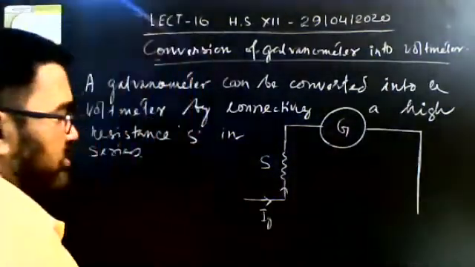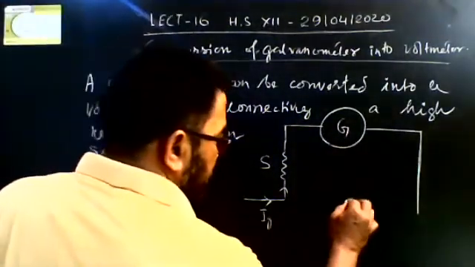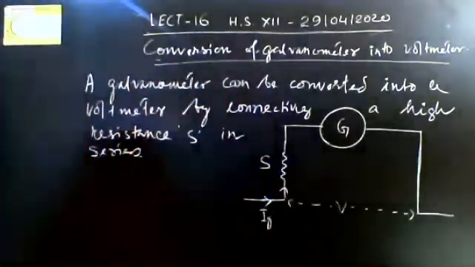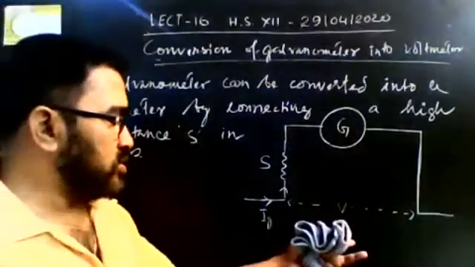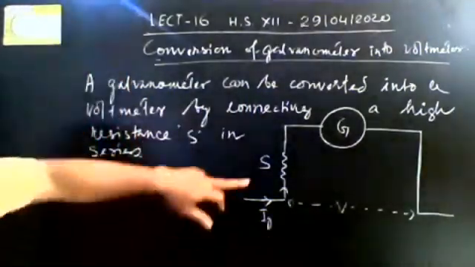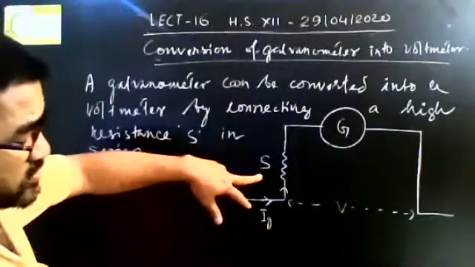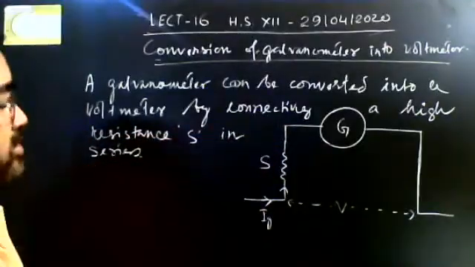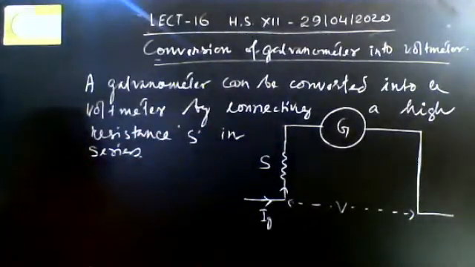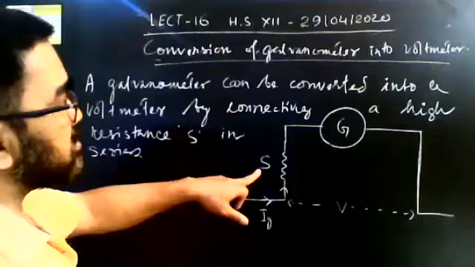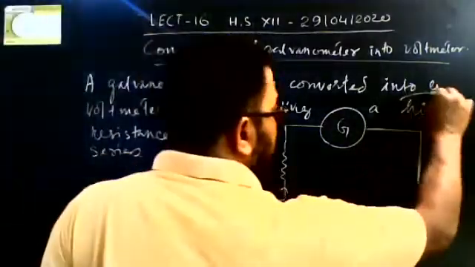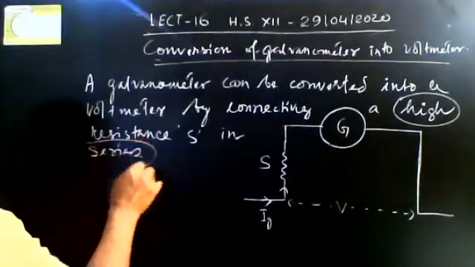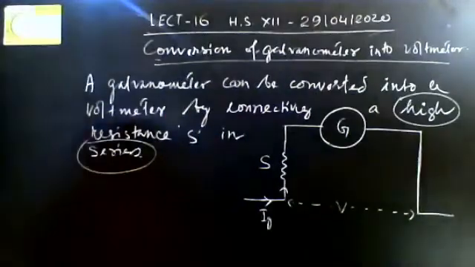So if this is the required voltage which is to be measured, then S is the external shunt resistance, which is to be connected with the galvanometer in series. The value of S is high. The important points are that it is high and it is connected in series. These are two important points.